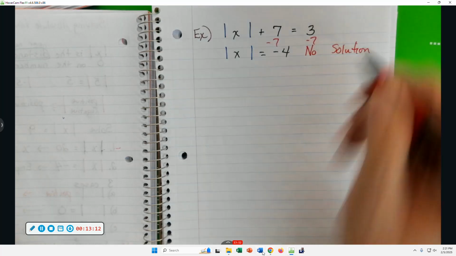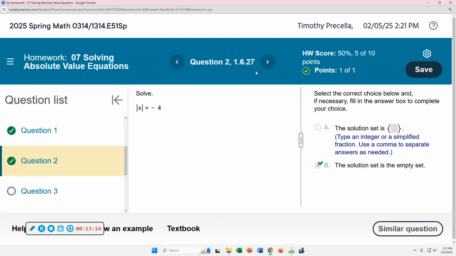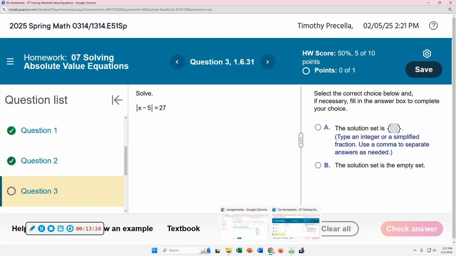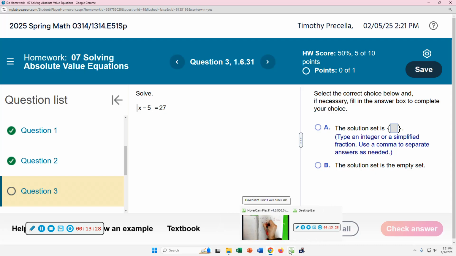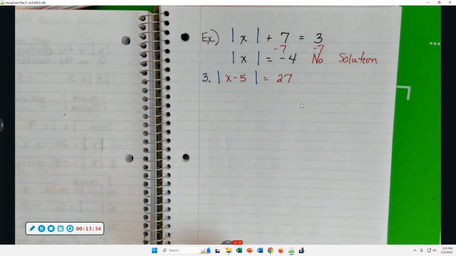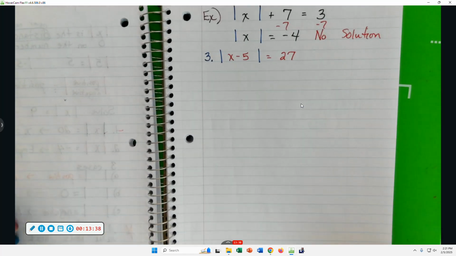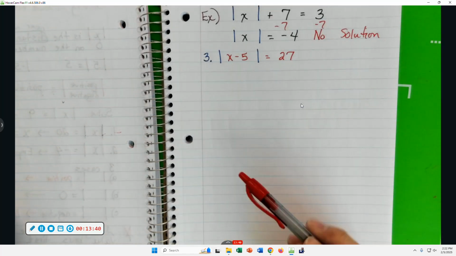So I think I've told you everything you need to know to do all of these problems. Let's start with number 3. Now we'll just go straight through. Absolute value of x minus 5 equals 27. On this one, are the absolute value bars isolated?